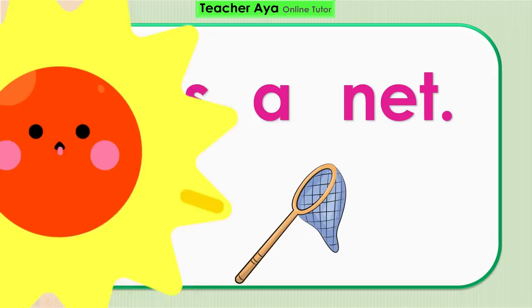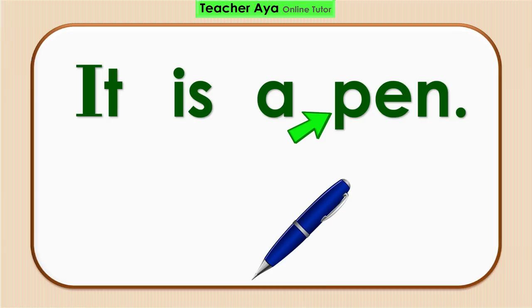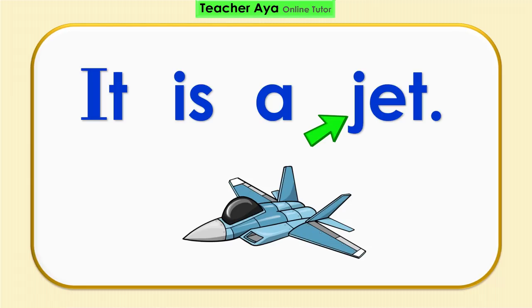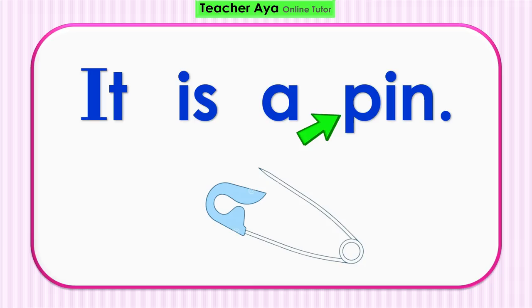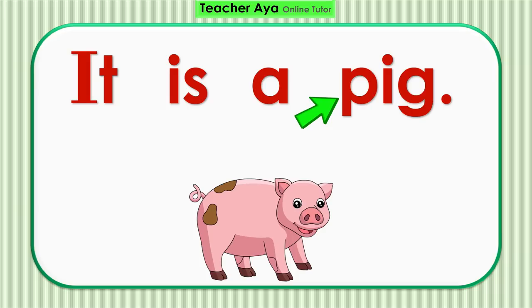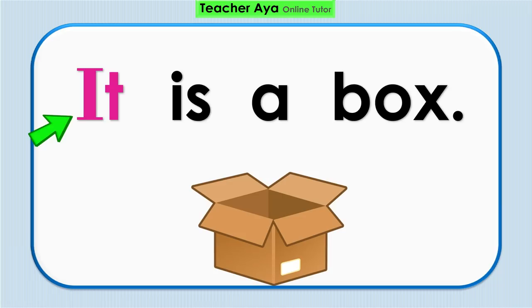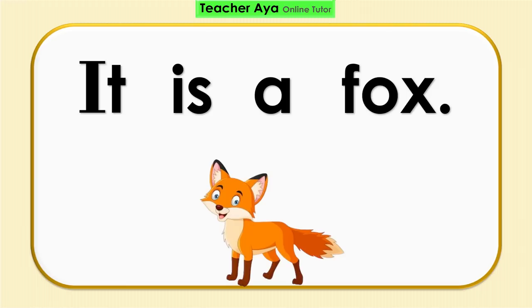It is a pen. It is a web. It is a jet. It is a pin. It is a pig. It is a wig. It is a box. It is a fox.